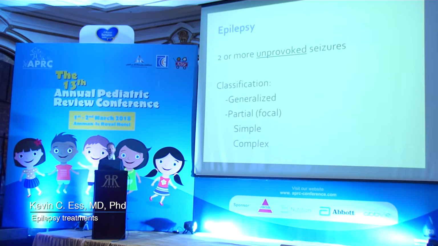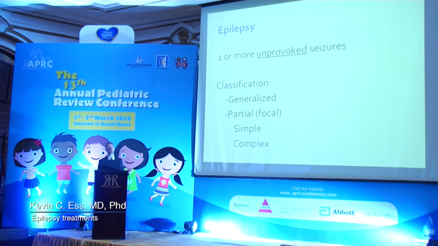And the classification system really comes down to generalized: is it coming from all over the brain at the same time? This is partly an EEG diagnosis. I'll show you one EEG today. Or is it a partial or focal seizure coming from one part of the brain? And these are actually the most common type of seizures.